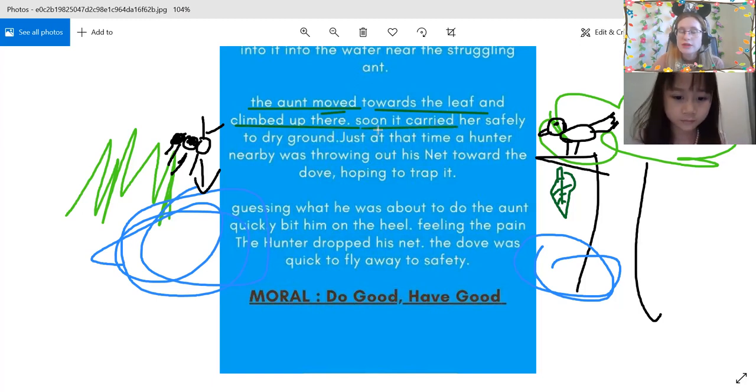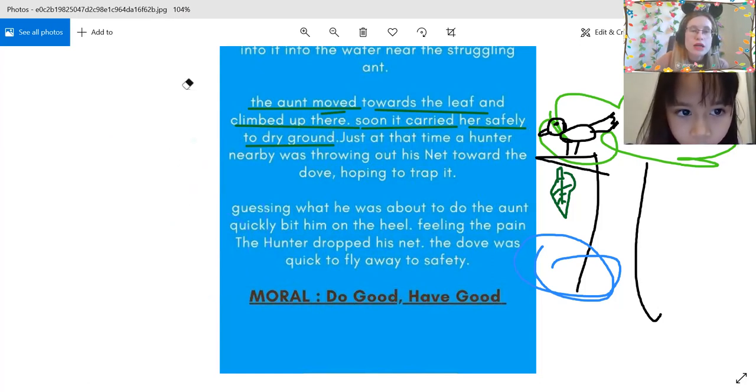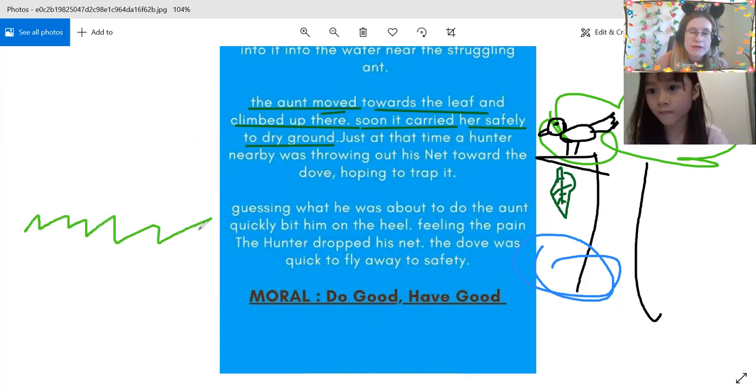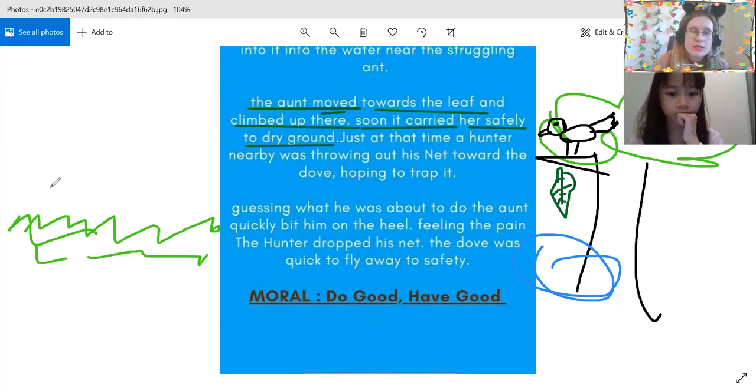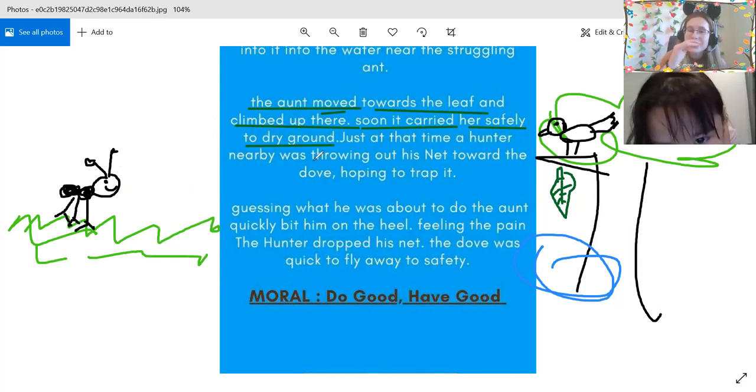Soon it carried her safely to dry ground. Phew. So luckily for the ant, the ant is now safe. And the ant is very happy now. Thank you, dove. Yes, thank you, dove.